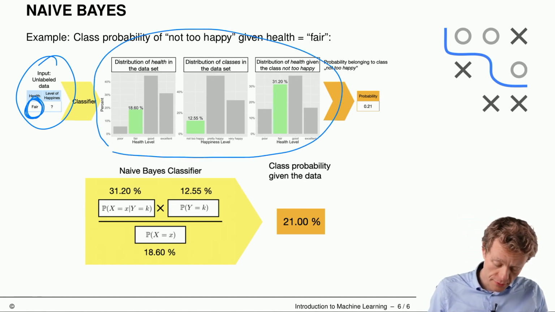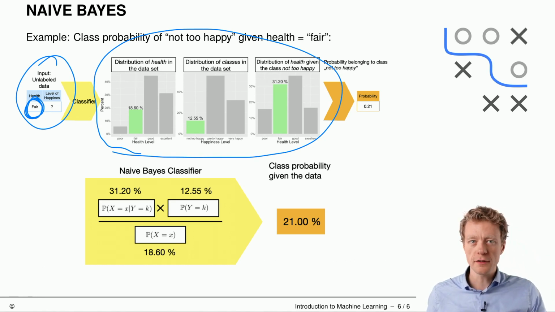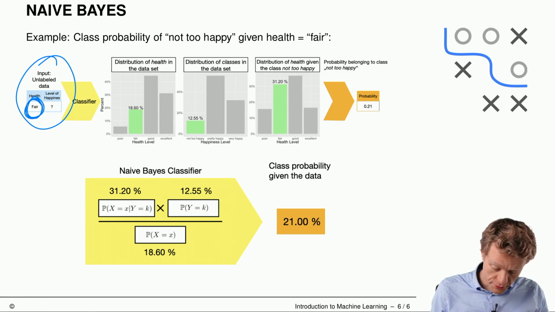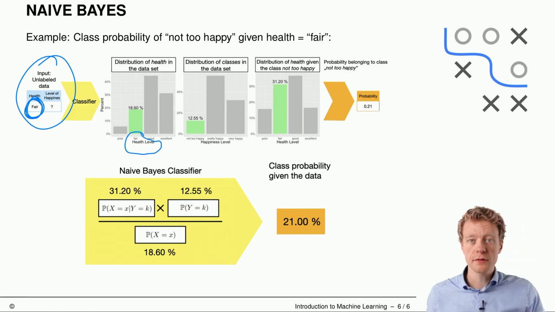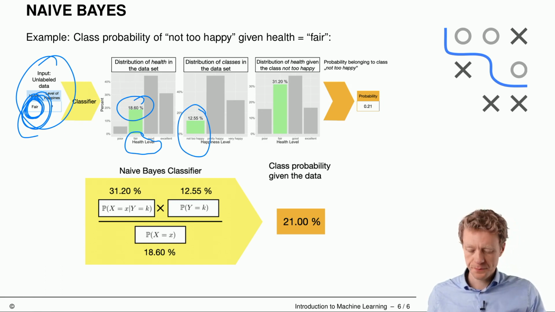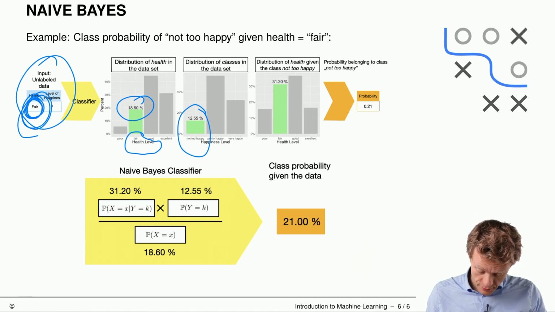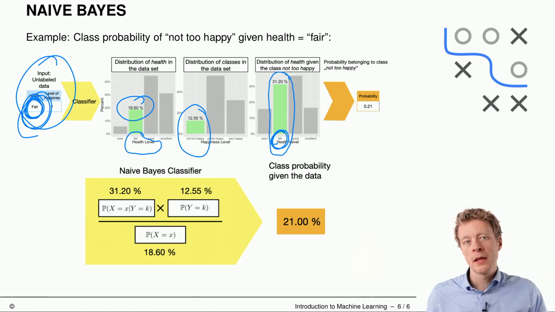So the distributions that you see here are exactly the same distributions as on the slide before. But now we have highlighted some of those bars in the bar plots, which refer to the classes we need right now. Okay, so in the first plot, health equals fair is important for us because the observation we try to predict has fair health. So we take this 18.6%. Then we want to know the probability of the target happiness level equal to not too happy, which is 12.55%. And as a third number, we need the conditional probability of health given the class not too happy. So in this case, the probability of fair given the class not too happy is 31%. Okay, now we have three numbers.